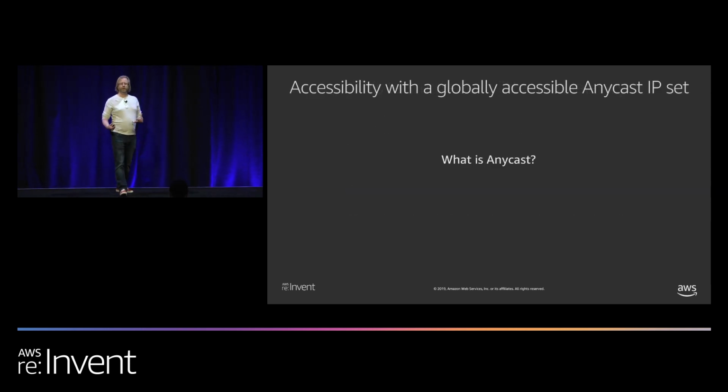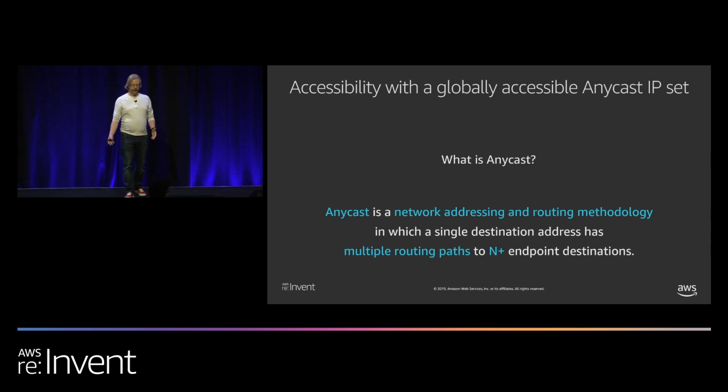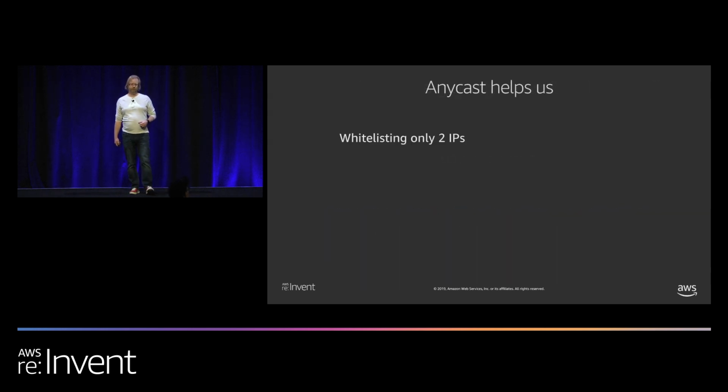So what we use as a point of entry, the knock on the door, if you will, is an Anycast IP address. So Anycast basically is a network addressing and routing methodology where you advertise one address everywhere, and then you can route multiple paths, N plus endpoint destinations beyond that. So what does that mean? It'll help us. We get 2 IP addresses. We're always redundant. We try to eat our own dog food, so if we put a service out, it's going to have redundancy. With that redundancy, we'll be handing out 2 Anycast IP addresses.